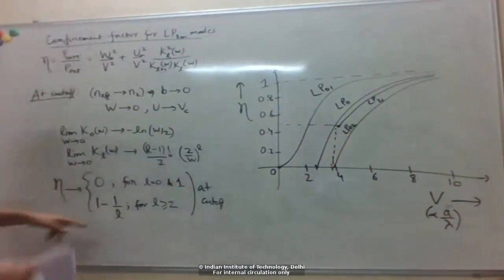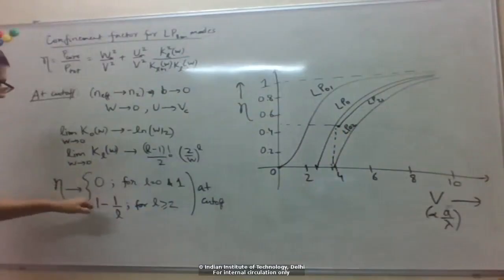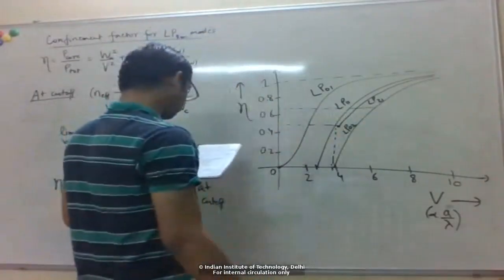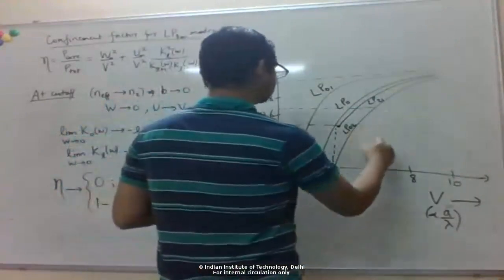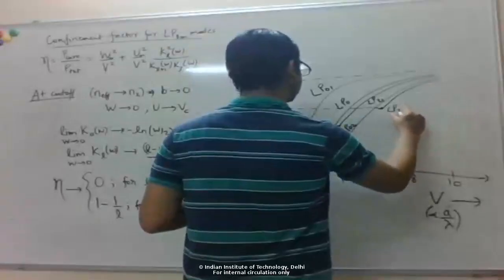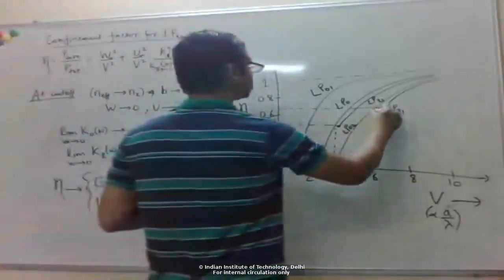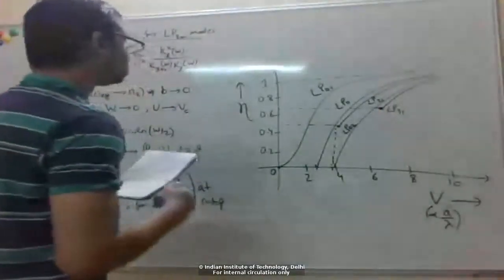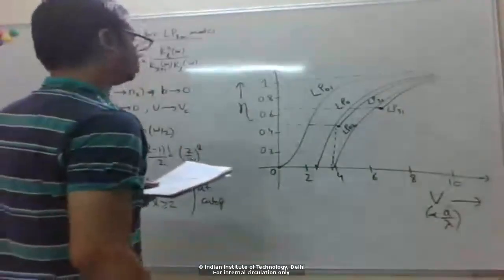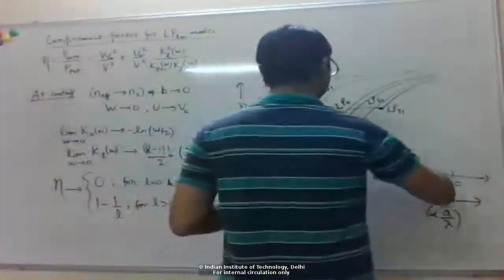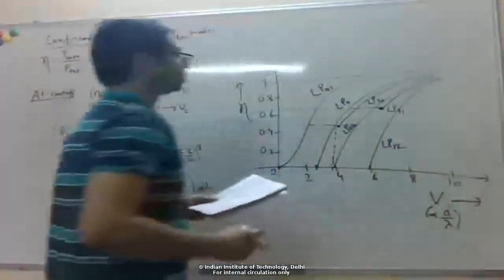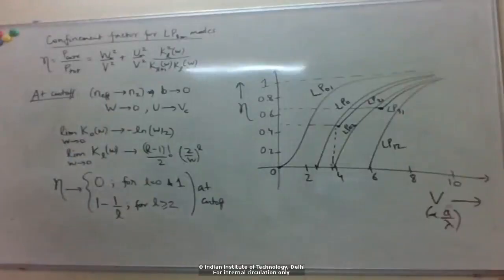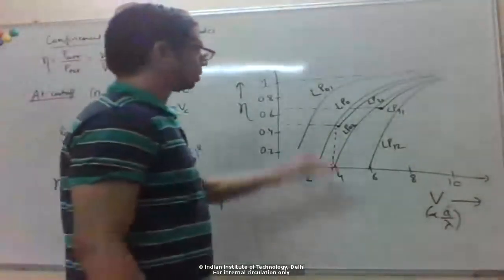Now, for example, if you look at LP31, again L will be 3, so this is 1 minus 1 by 3, so that's 2/3. So that's somewhere here, 0.66. Okay, so LP31 starts being, that's LP31. And then LP12 again will be something like this, because L is equal to 1, it will start from 0.